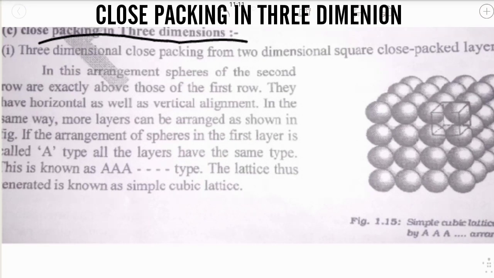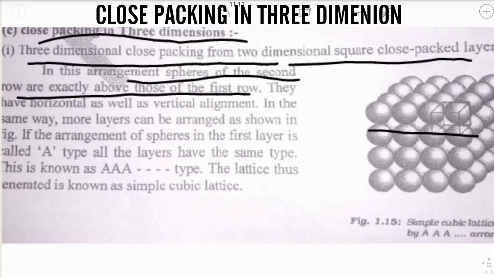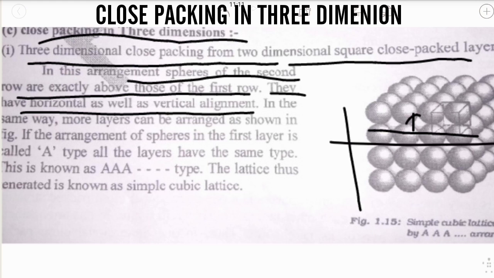Close packing in 3 dimensions. 3-dimensional close packing from 2-dimensional square close packed layers. In this arrangement, the spheres of the second row are exactly above those of the first row. They have horizontal as well as vertical alignment.